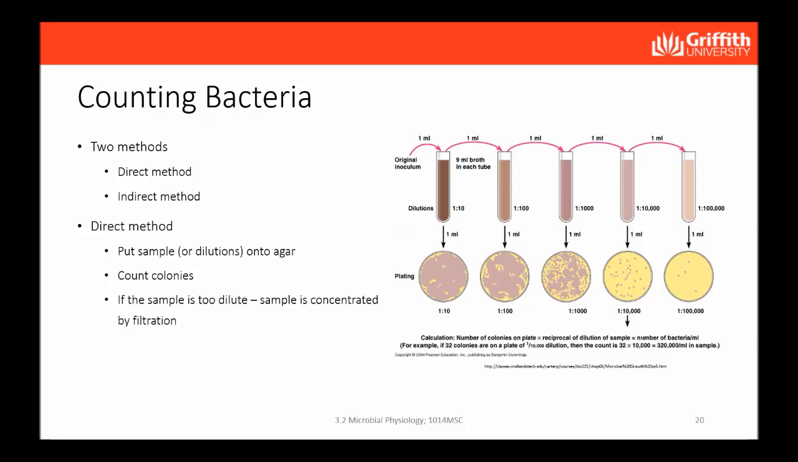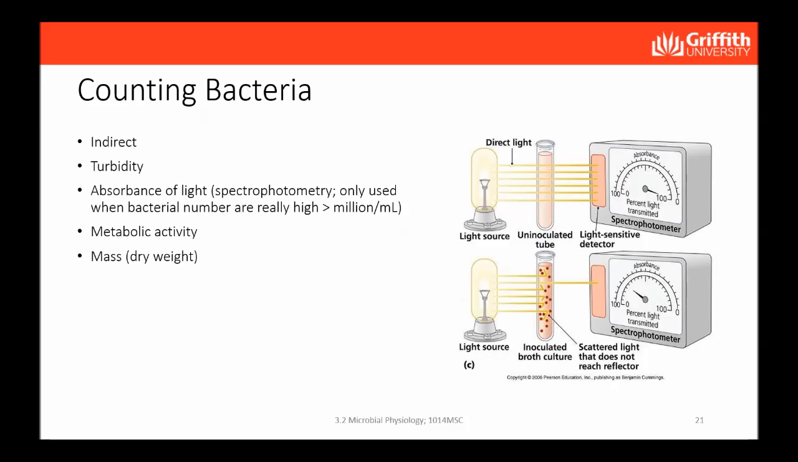In cases where the sample with bacteria is too dilute, it can be concentrated using filtration first. Other techniques include direct microscopy, real-time PCR, and flow cytometry. However, these techniques can be very expensive. Alternatively, indirect techniques include using turbidity, absorbance of light, metabolic activity, and measuring mass. Counting bacterial populations using indirect methods will be further explained in your tutorial sessions.